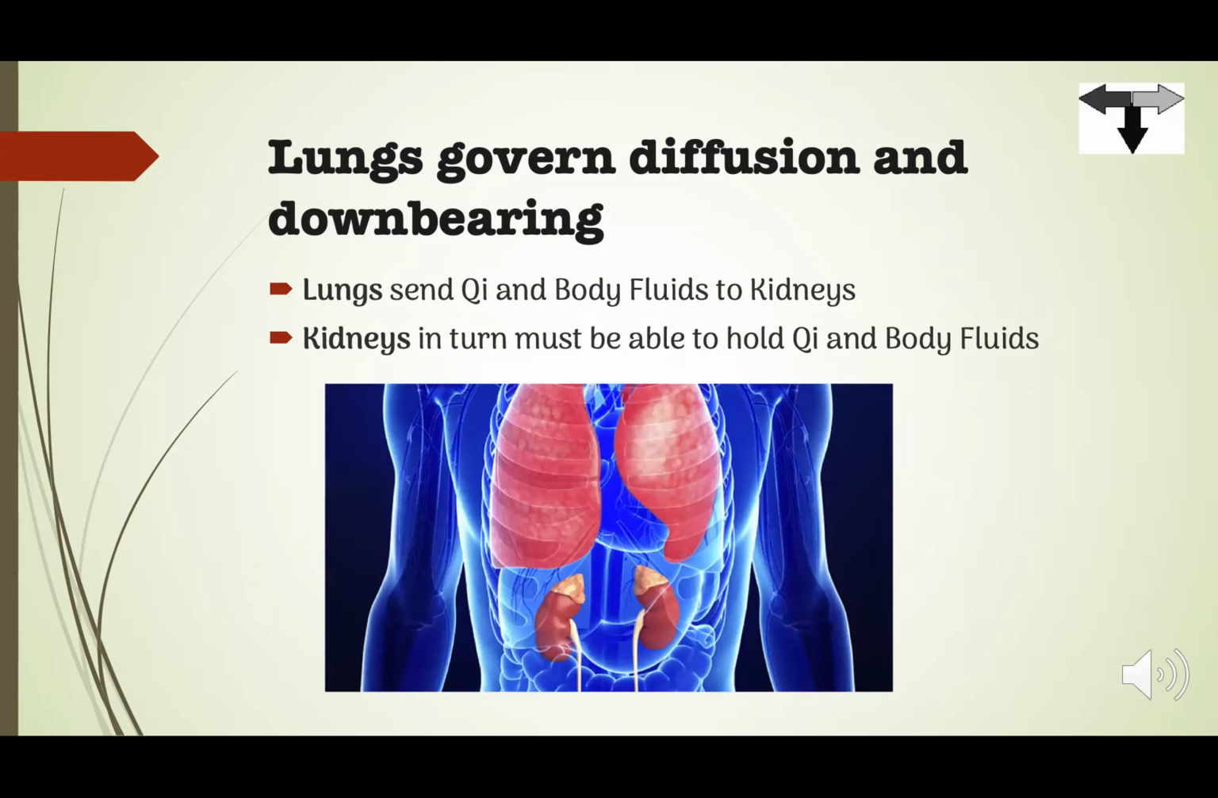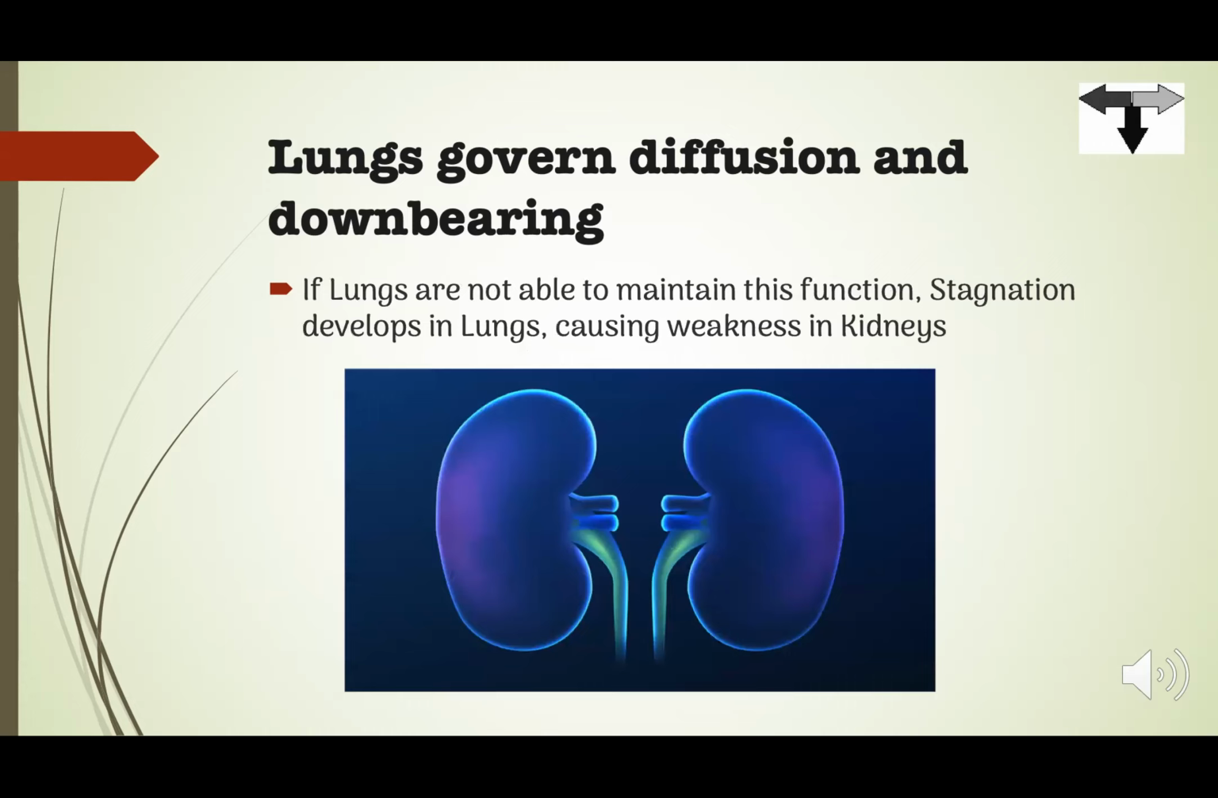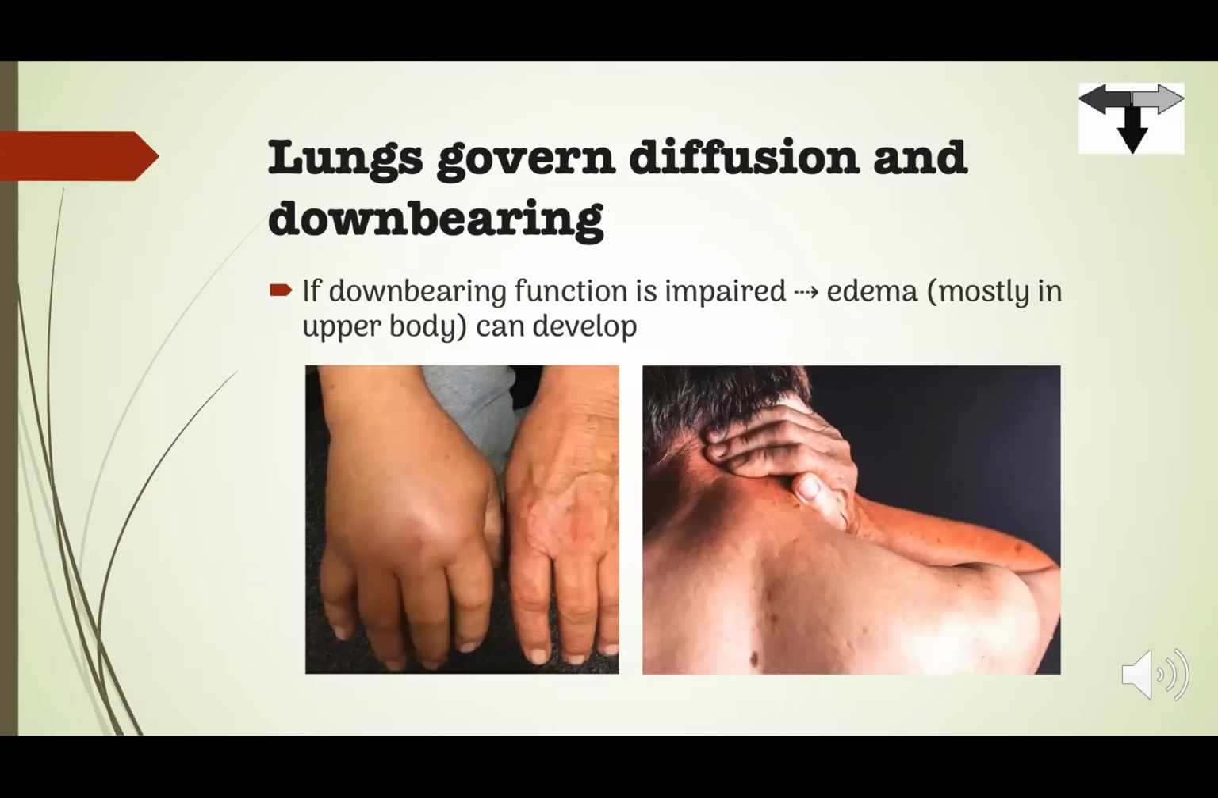Lungs send qi and body fluids to the kidneys. In turn, kidneys must be able to hold qi and body fluids. If lungs are not able to maintain this function, stagnation in the lungs causes weakness in the kidneys. If the downbearing function is impaired, edema, mostly in the upper body, can develop.